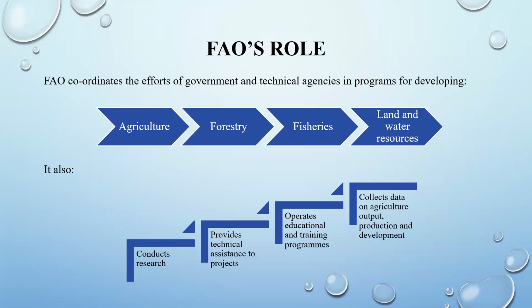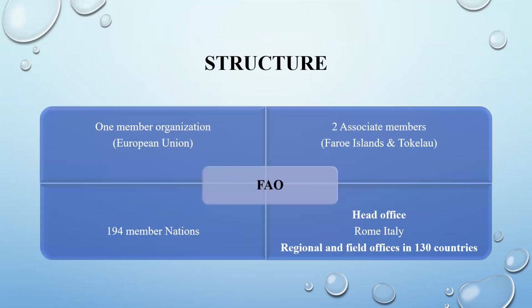FAO's role. FAO coordinates the efforts of government and technical agencies in programs for developing agriculture, forestry, fisheries, land and water resources. It also conducts research, provides technical assistance to projects, operates educational and training programs, and it also collects data on agricultural output, production, and development.